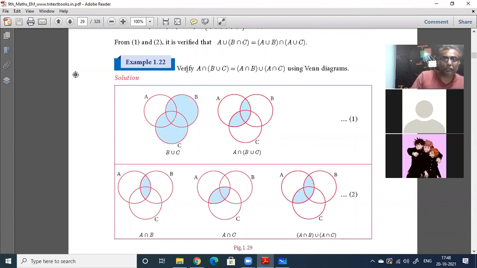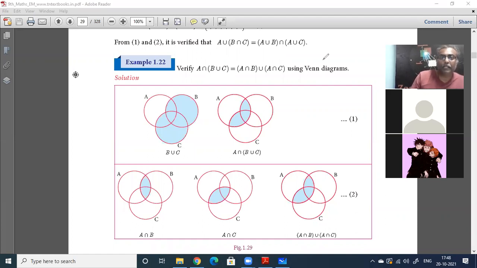First, LHS, left hand side. B union C is the first thing you have to do. Okay, what is B union C? This whole thing is B union C. Correct, this whole thing is B union C. Very good.